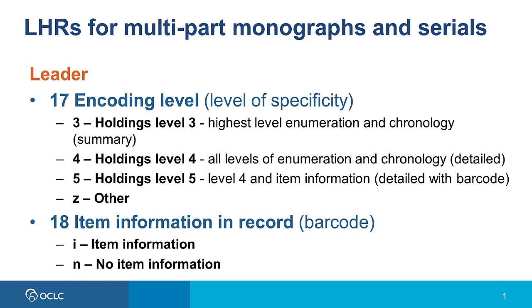Encoding level Z could be used for items without enumeration and chronology, as is the case with some types of multi-part monographs. Leader 18, item information in record, would use code I for item information if a barcode is present, or N for no item information or no barcode.